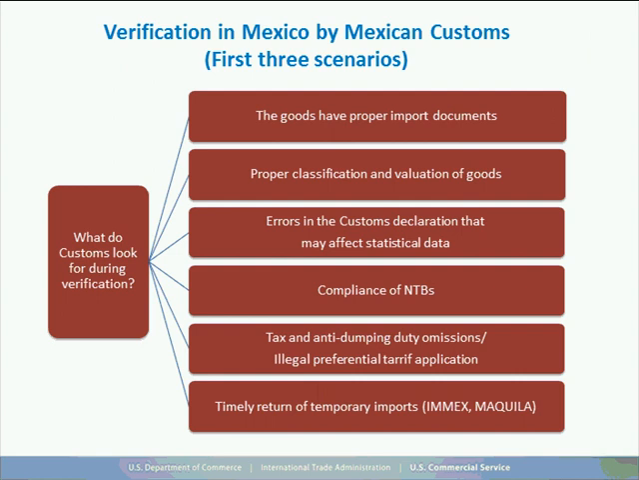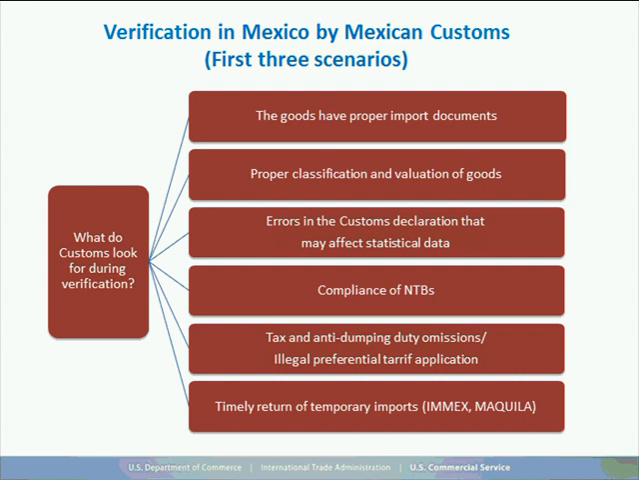What do customs look for during verification? They basically look that the goods have proper import documents, that the proper classification and valuation of goods is made. They look for errors in the customs declaration that may affect the statistical data. They look for compliance of non-tariff barriers. They look for omissions in tax and anti-dumping duties, illegal preferential tariff applications, and timely return of temporary imports, which is mainly for IMMEX corporations or Maquila.